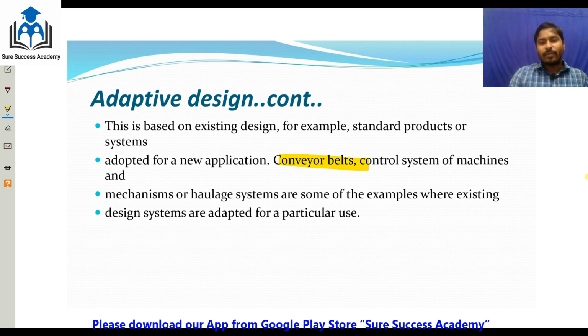If you see the conveyor belt, you just apply the belt design based on the requirement where you are using it. The control system of a machine is also applied to your particular application. The gear design already exists, and you use these gears, for example in power transmission. Suppose the load carrying capacity is increasing, so you just modify the design and find out the size of the gears. You just have to modify that.